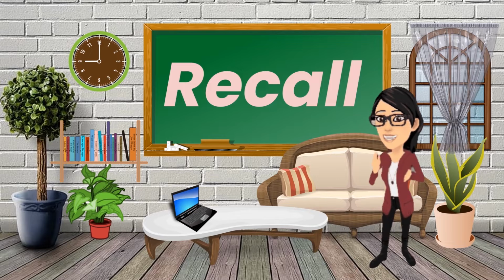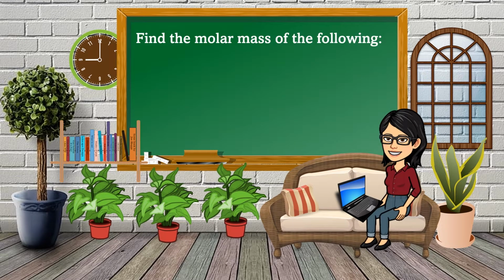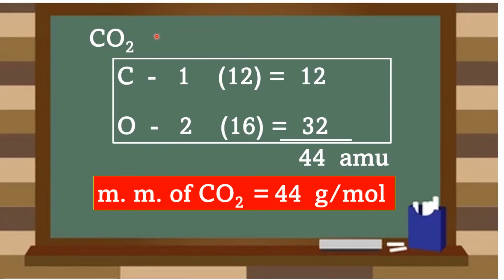Let's have a quick recall about our past lessons. Now let's try to find the molar mass of the following compounds. First one is carbon dioxide and H2O or water. You can pause the video while doing your computation. For those who are having a hard time solving for the molar mass, this is how you will do it.